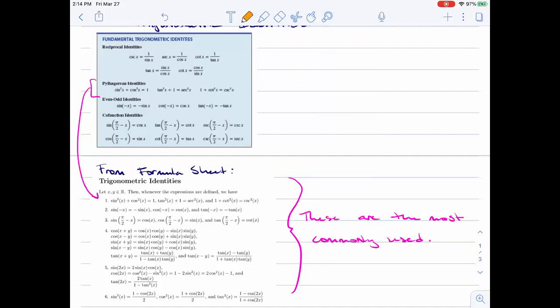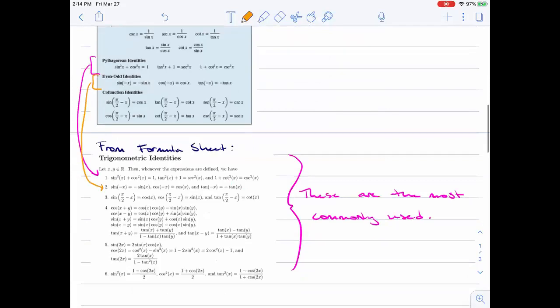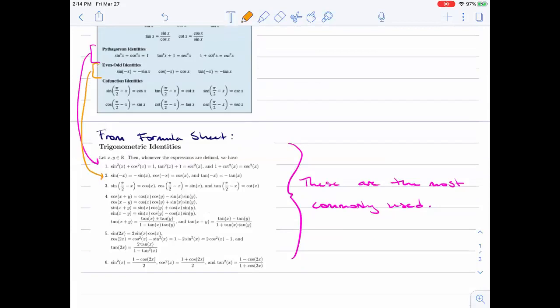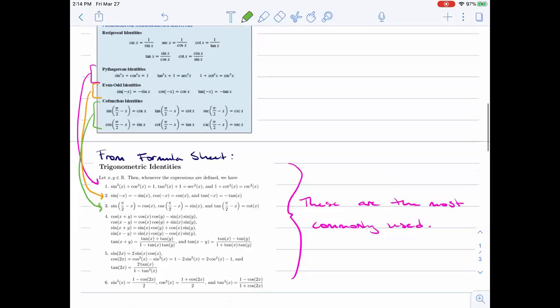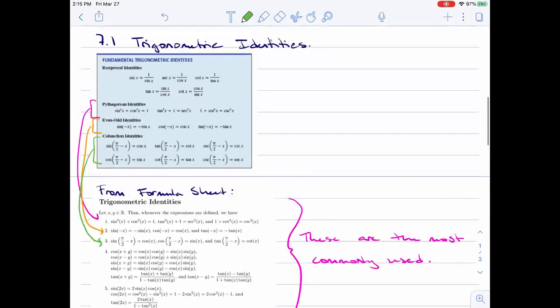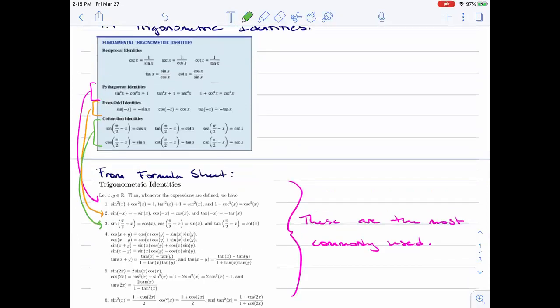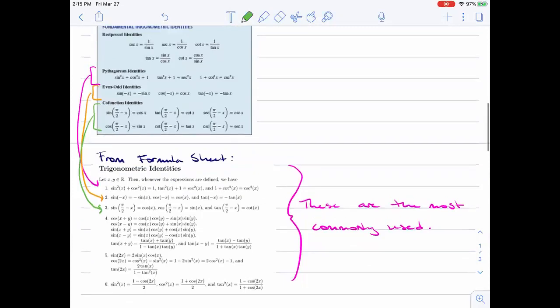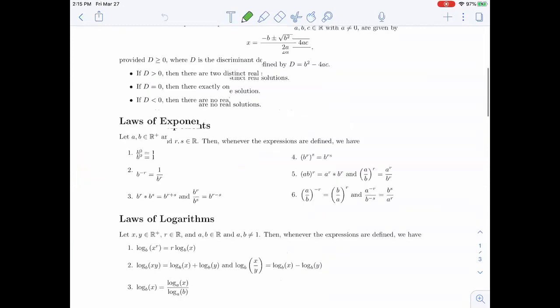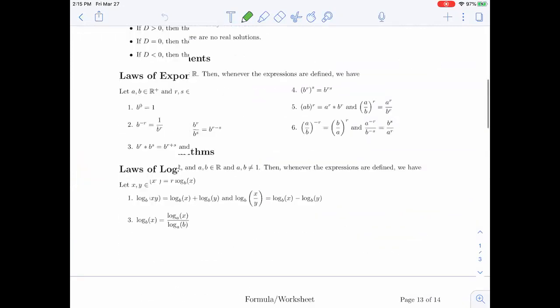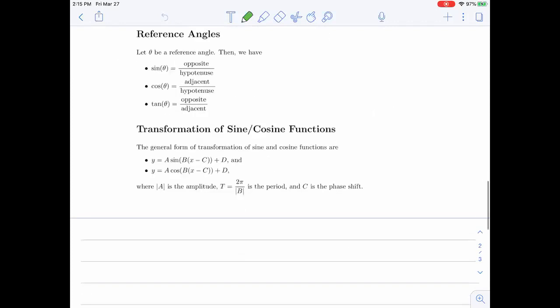The even odd identities are also given. The cofunction identities, I don't think they're given. No, they are, but only some of them, only the more common ones. Do we need the reciprocal identities? No, not really. I don't see them on here. Were they on the previous page? Perchance. Laws of logs? No. So to me, that tells me we don't really need them.